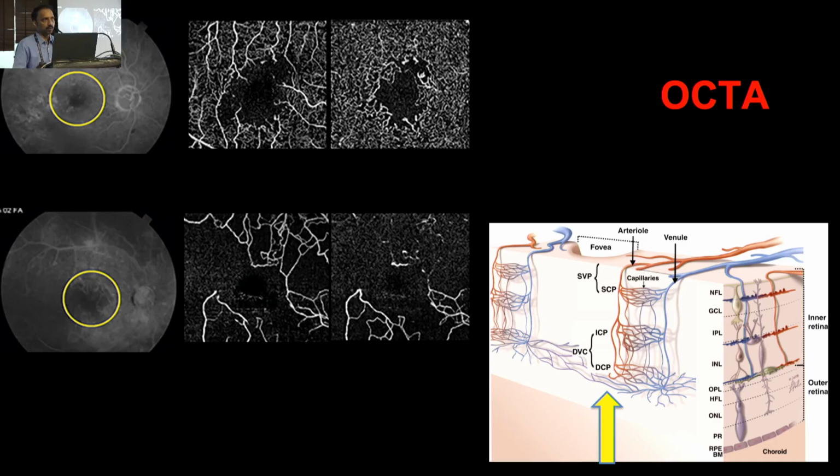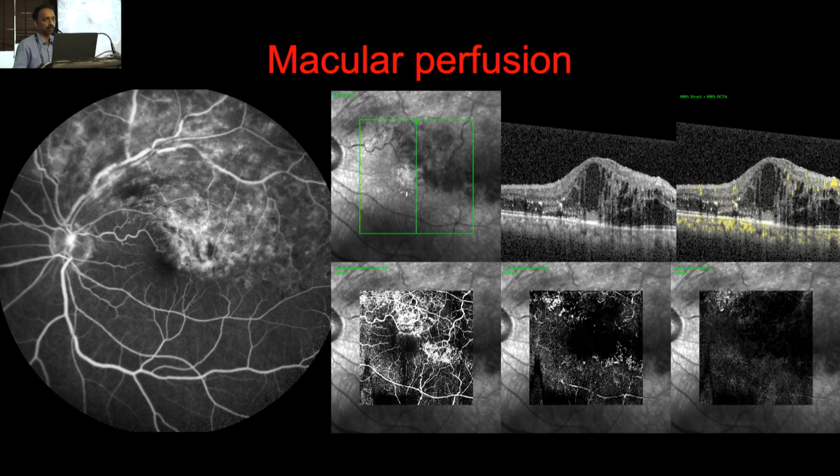OCTA has revolutionized the way in which we look at retinal capillaries. We know that FA is not enough now because it's two-dimensional. With OCTA, we can see 3 layers of capillaries, and we love seeing all these 3 layers and studying them when we see patients with macular edema.